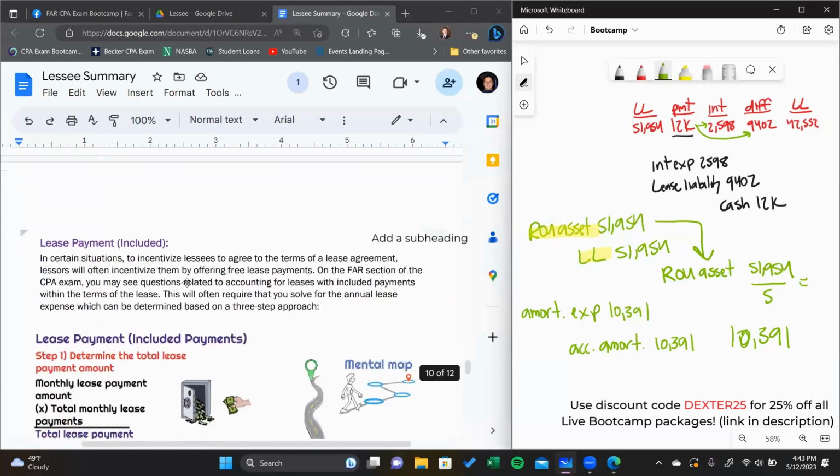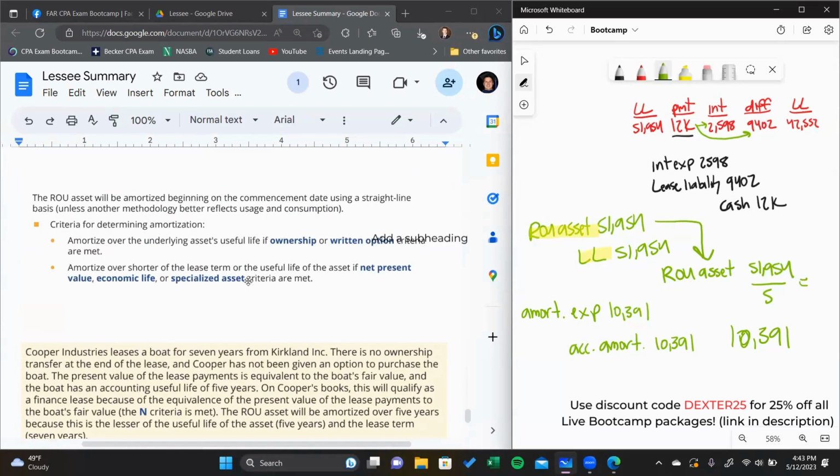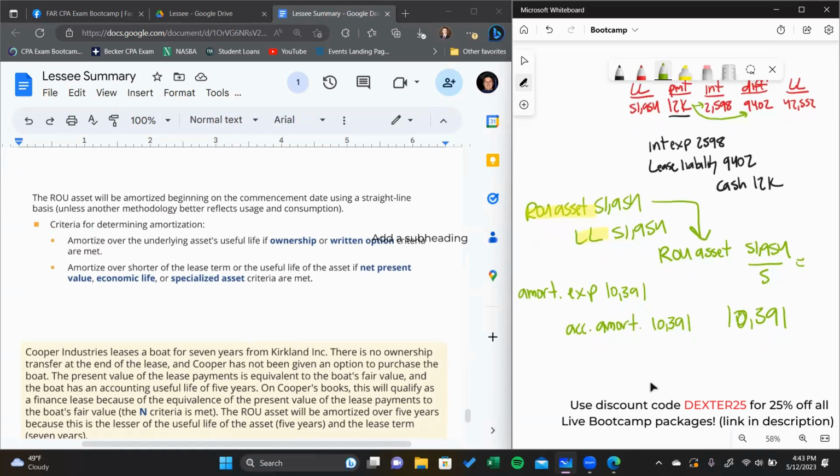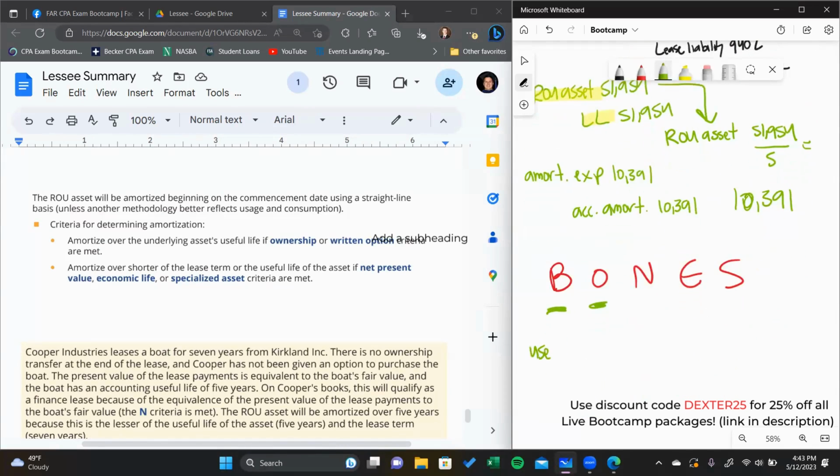Now, I do want to mention, let's see if we come down here. When we look at the Bones criteria, remember, if any one of these is met, it's considered a finance lease. If the ownership criteria or the purchase option criteria is met, then we use the useful life of the asset.